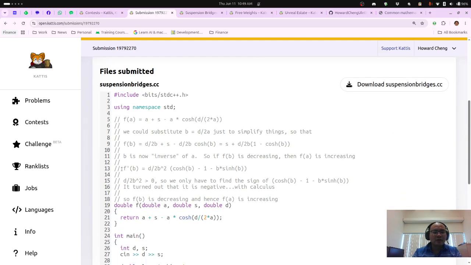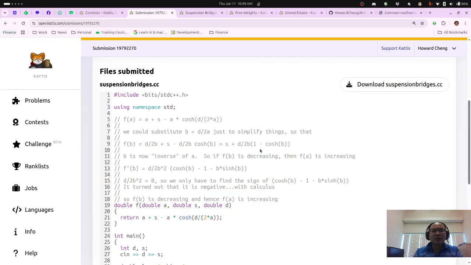Okay, before I go on, here's some math. So if this is the original equation, I can make a substitution b equals d over 2a, just so I don't have to deal with this. And then once I make that substitution, it looks like this, and I can factor out the d over 2b to make it a little bit simpler. Now I am working with the variable b, but b actually has a different direction. When a is big, b is actually small, and vice versa.